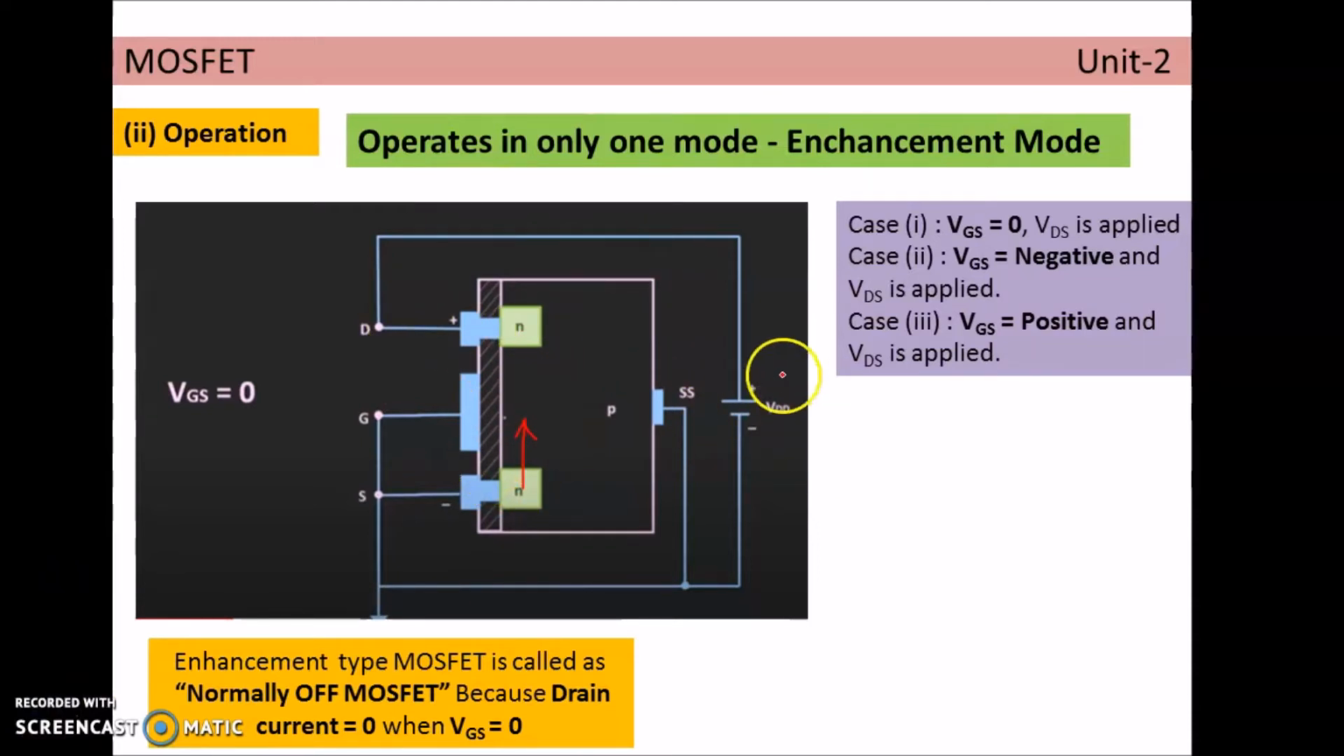So whatever may be the value of VDD, without the application of a VGS, no current flows through the FET. Hence, this type of MOSFET is called a normally off MOSFET. Without the application of gate-source voltage, drain current becomes 0. So this is the reason why it is called so.